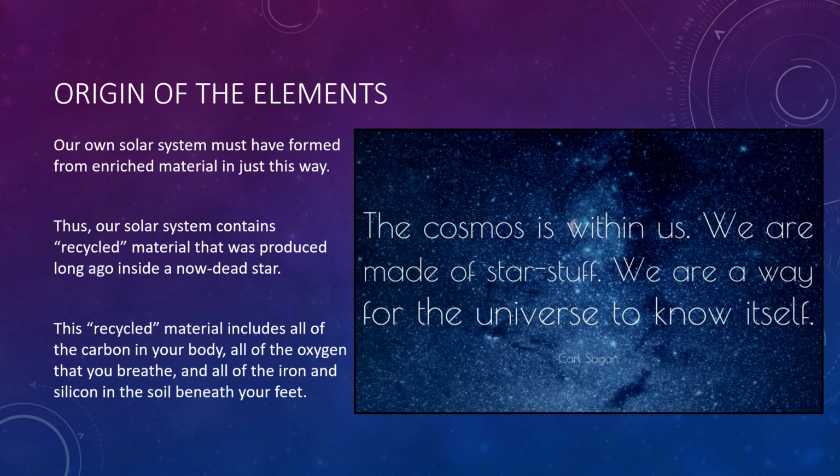Thus, our solar system contains recycled material that was produced long ago inside a now dead star. This recycled material includes all of the carbon in your body, all of the oxygen that you breathe, and all of the iron and silicon in the soil beneath your feet. So that is why I have this quote here: "The cosmos is within us, we are made of star stuff, and we are a way for the universe to know itself." We are that recycled material. We are literally made out of material from dead stars. So it's really a beautiful thing. And you'll hear me bring this up a lot because it's a prevalent theme throughout the course.